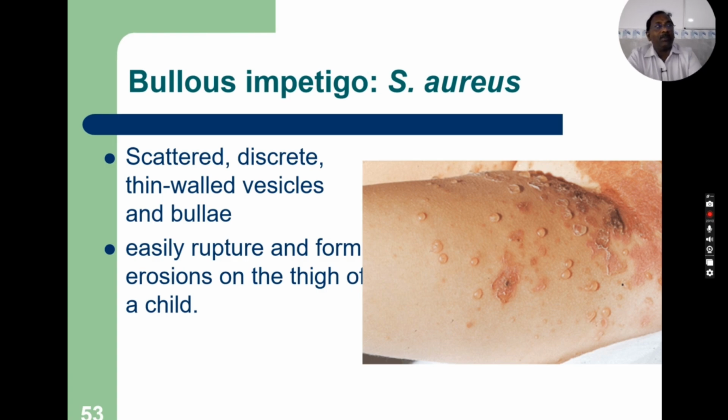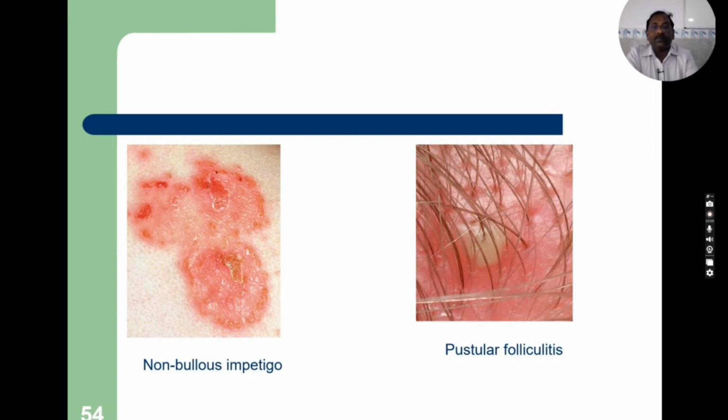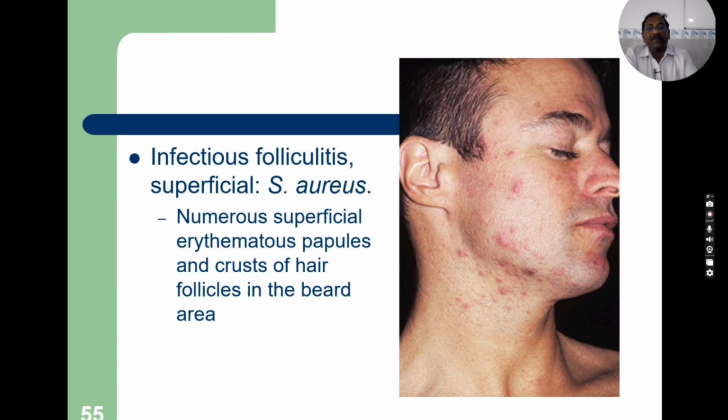So this is bullous impetigo. Scattered, discrete, thin-walled vesicles and bullae easily rupture and form erosions on the thigh. So the earlier one is bullous impetigo. This is non-bullous impetigo. And this is folliculitis, pustular folliculitis. See the numerous superficial erythematous papules and crusts of the hair follicles in the beard area.